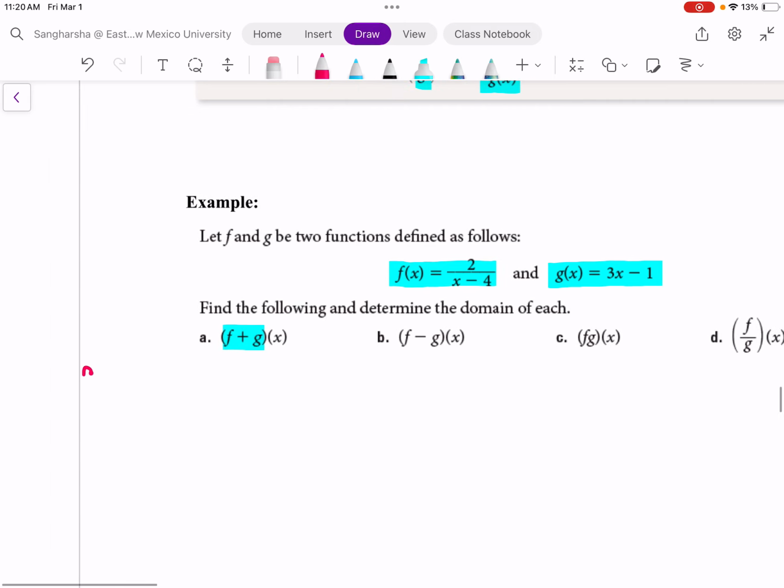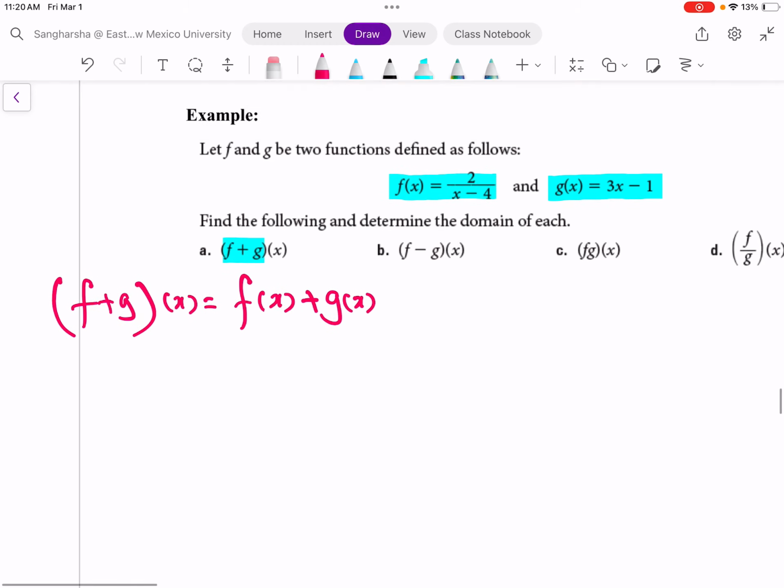So f plus g of x is f function plus g function. So you are adding two functions. Okay, so here we have a plus, so we have f plus g. So you're gonna add f of x and g of x. So it's not that we are distributing here. It looks like you distribute x, okay, but it's not the distribution here we did, okay.